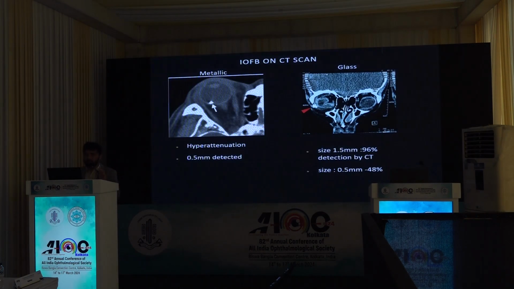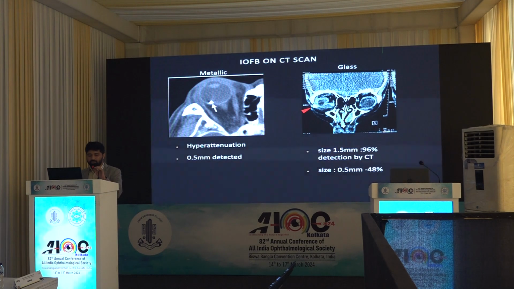When you do a CT scan, you need to be aware of the kind of suspected foreign body. If it's a metallic one up to 0.5 mm, it can be easily detected. Whereas in case of glass, the detection rate is 96% if the size is more than 1.5 millimeter. If it is less than that, it's only 48%. That is, there is still a 50% chance that you might miss a glass foreign body on CT scan also.